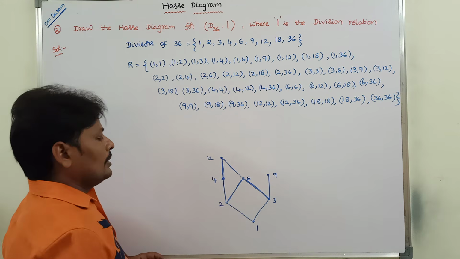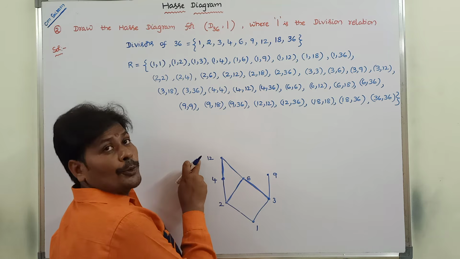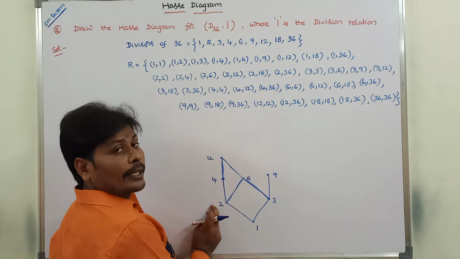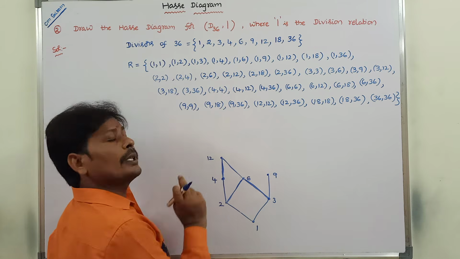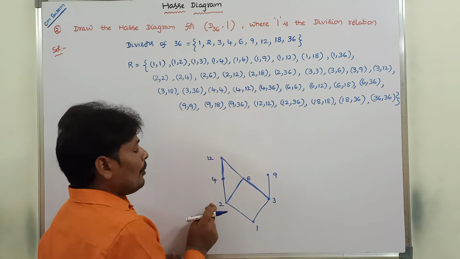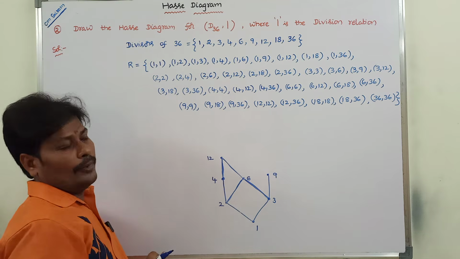Next, 2 divides also 12. 4 divides also 12. So according to the transitive property, 2 also divides 12. 2 divides 4, 4 divides 12, so automatically 2 divides 12.